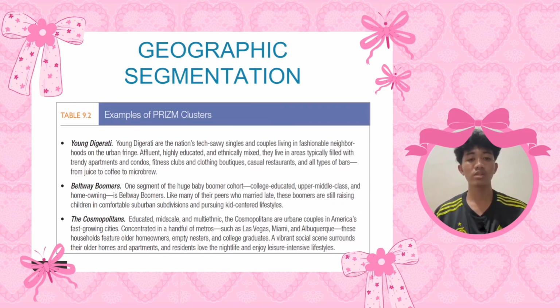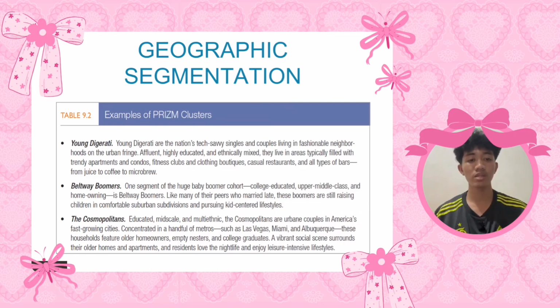And the second one is the Beltway Boomers. One segment of the huge baby boomer cohort, college-educated, upper middle class, and home-owning, is the Beltway Boomer. Like many of their peers who married late, these boomers are still raising children in a comfortable suburban subdivision and pursuing kid-centered lifestyles. And for the last one, the Cosmopolitans.